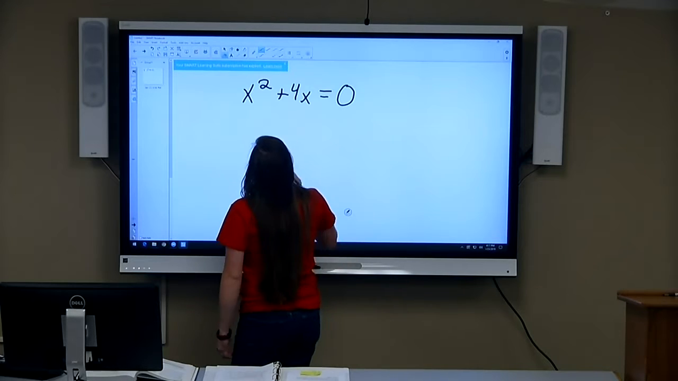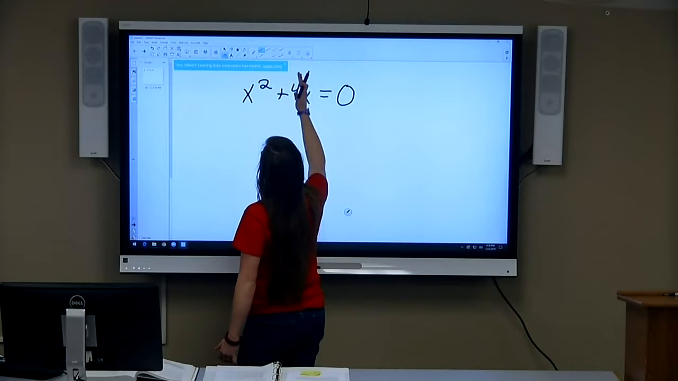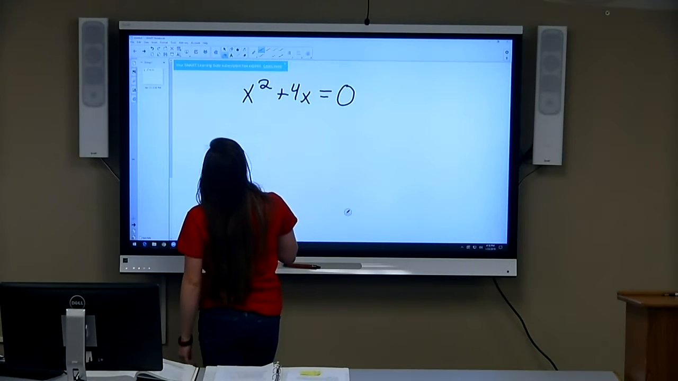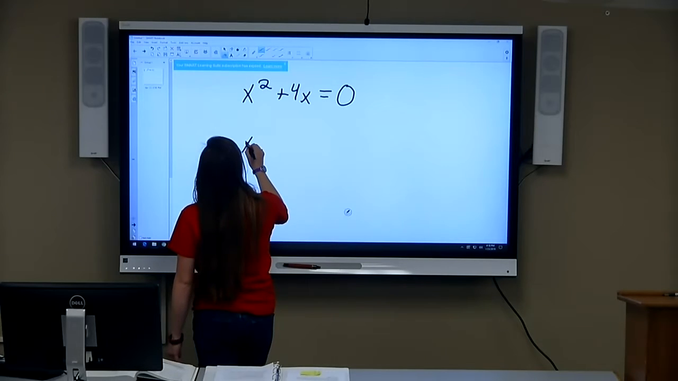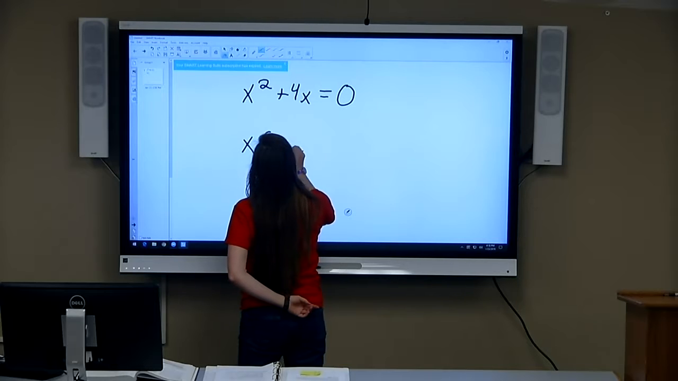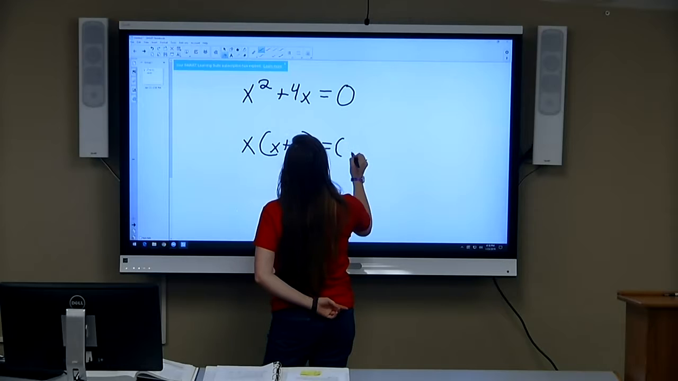So first you have to look at what's in common in this section and then this section. What do they both have in common? In this one, the thing they have in common is x. So you'll take that out of the equation, which will leave you with x plus 4 equals 0.